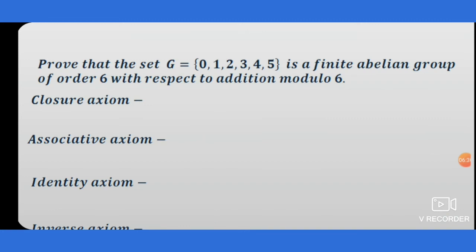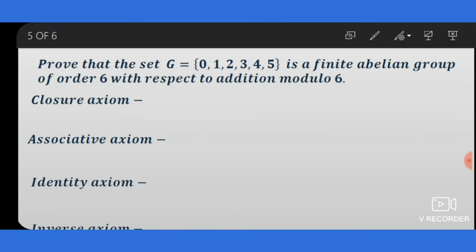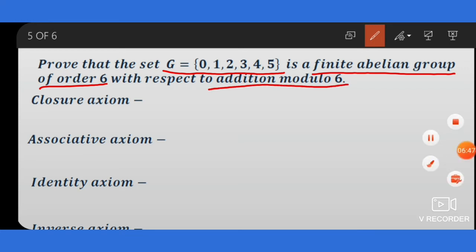Example of group modulo. Prove that the set G equal to {0, 1, 2, 3, 4, 5} is a finite abelian group of order 6 with respect to addition modulo 6.